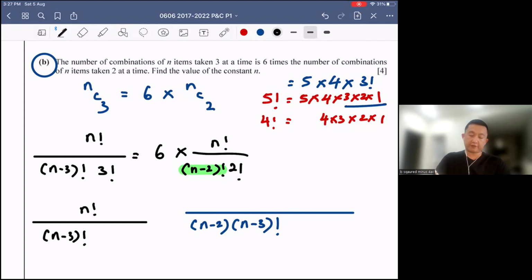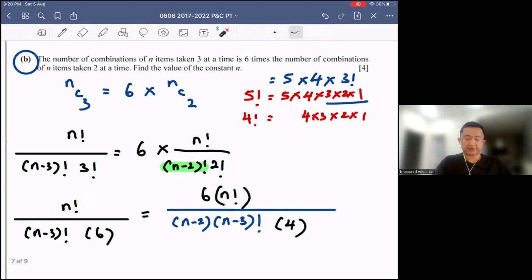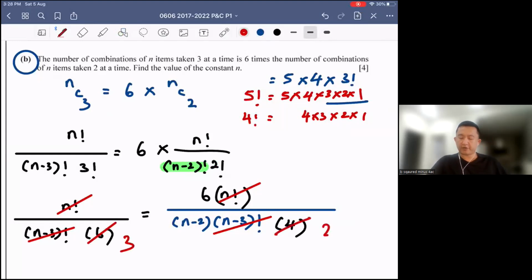Okay, 3 factorial, we have 6. 2 factorial, you have 4. And then 6 you put on top, n factorial. Now we can cancel off the same thing on the same level, meaning this one and this one can cancel off. Am I right? Because they're on the same level, equal. So I can cancel off n factorial, n factorial. n minus 3 factorial and n minus 3 factorial can be cancelled off. So we have 6 here, then it will become 3. We have 4 here, become 2. And then 6 divided by 2, it will be 3.